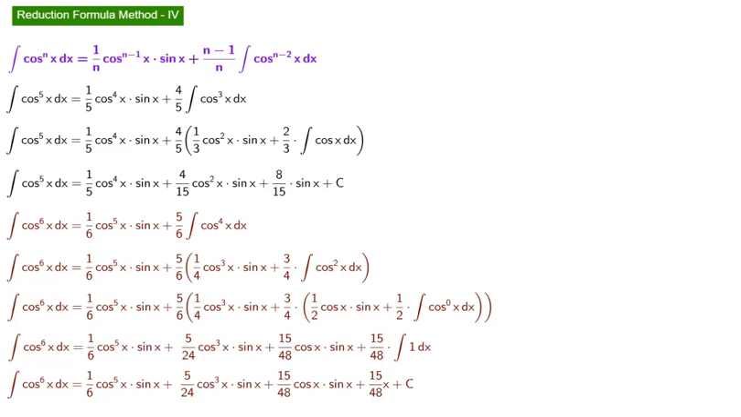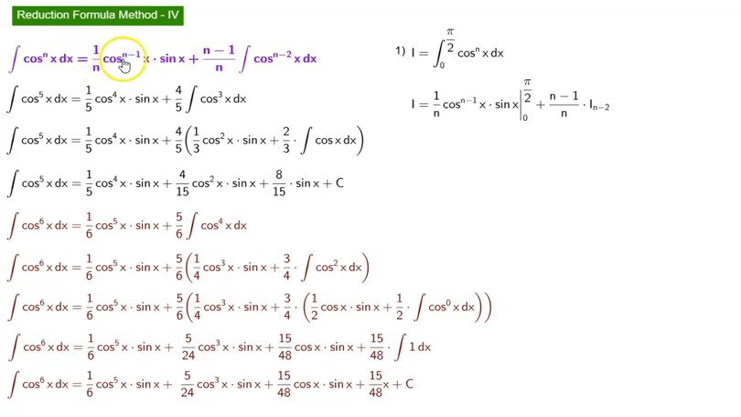Now let's look at some definite integrals based on this. So we have integral of cos n x dx from 0 to pi by 2. So now here we are talking of it in general. Now the definite integral reduction formula is 1 by n cos to the power of n minus 1 x times sin x.